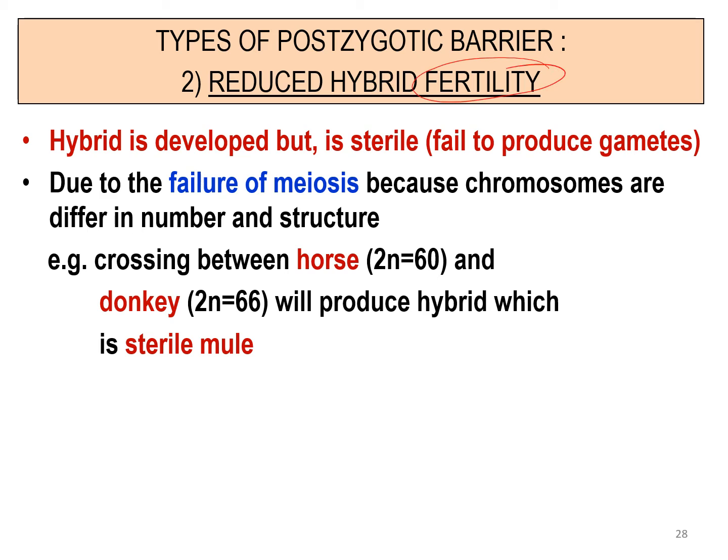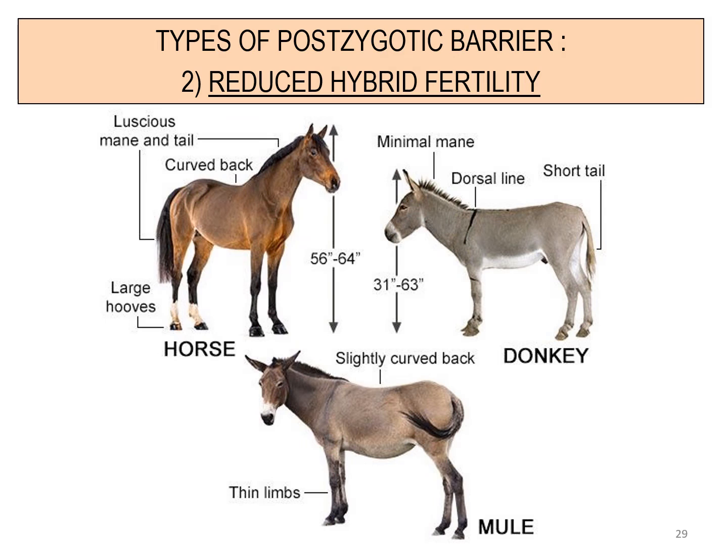Reduced hybrid fertility. The zygote develops but is sterile due to the failure of meiosis, because chromosomes are different in number and structure. Usually it involves two different species. A donkey and a horse can produce a hybrid, but a mule is sterile. So we cannot see a generation that is born of a mule. Tak ada.